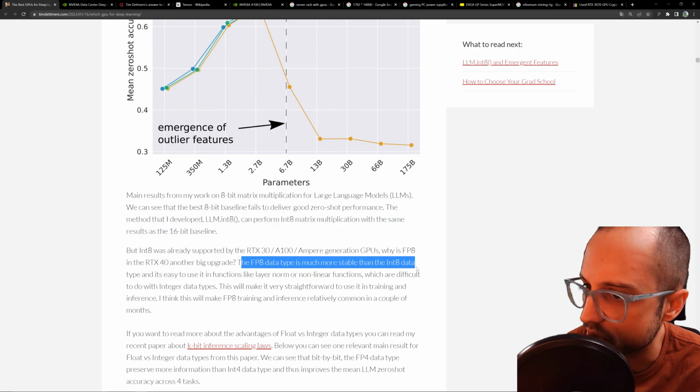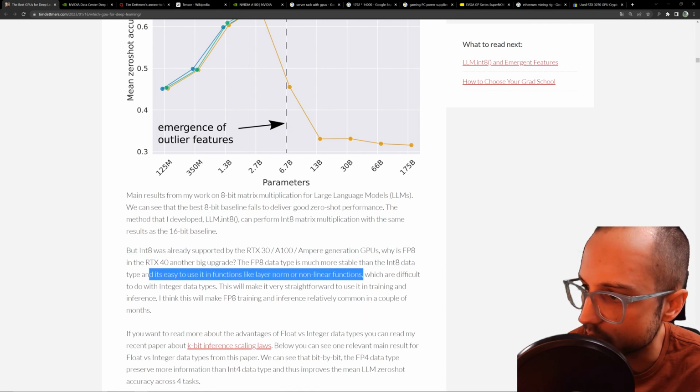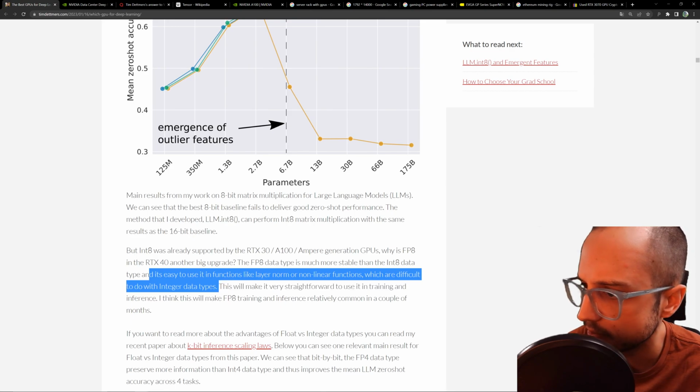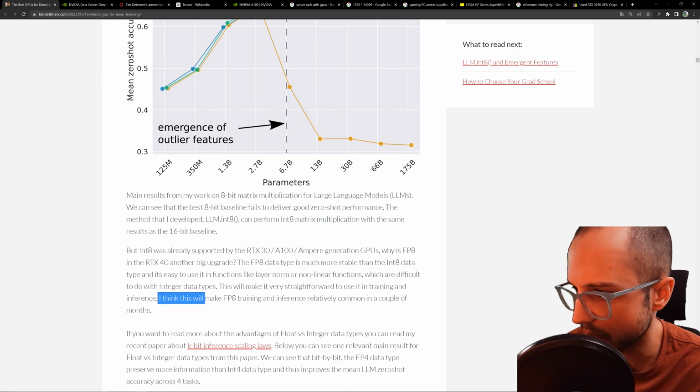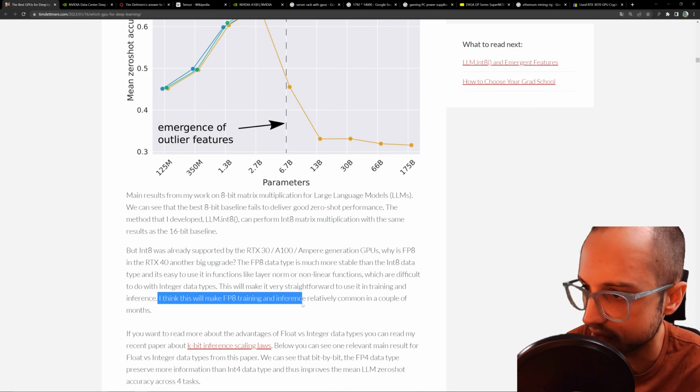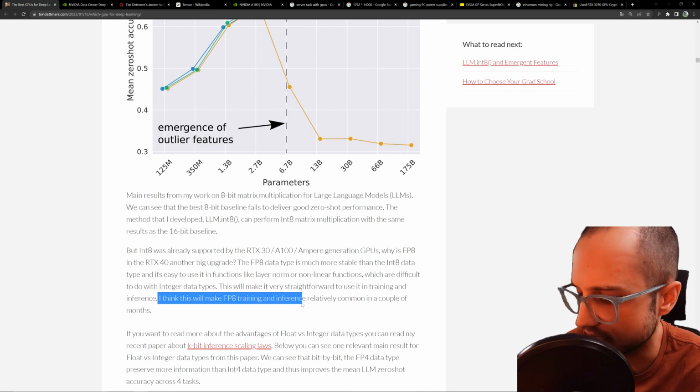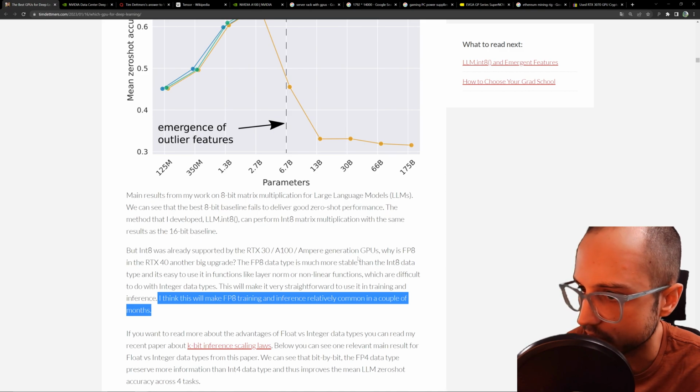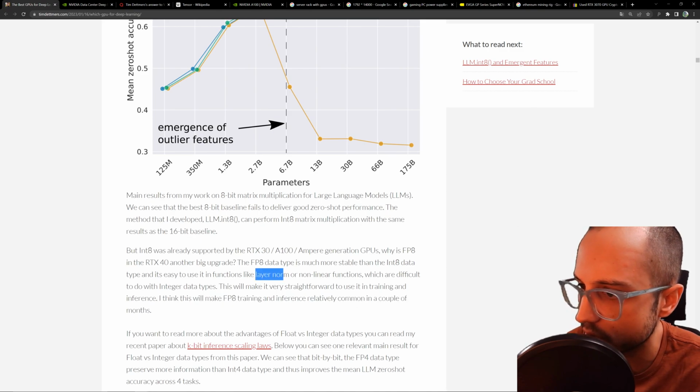FP8 data type is much more stable than the int8 type, and it's easy to use in functions like layer norm or nonlinear functions, which are difficult to do with integers. I think this will make FP8 training and inference relatively common.